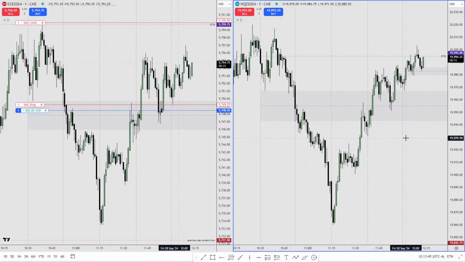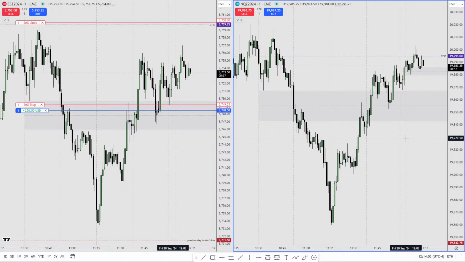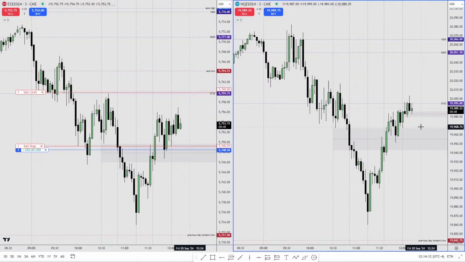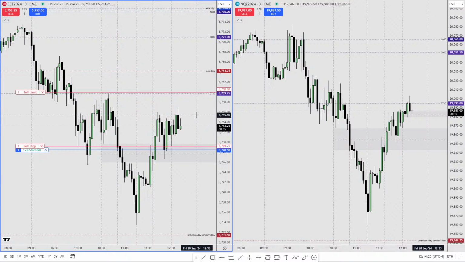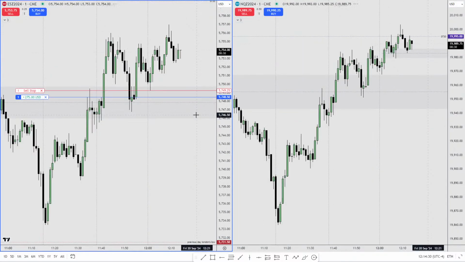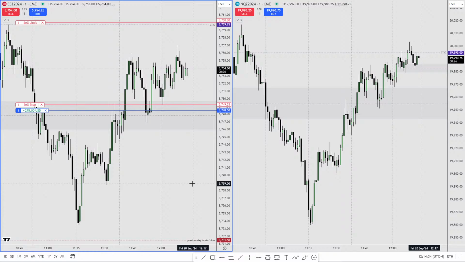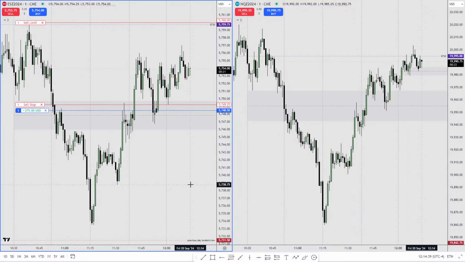Didn't get the big up close candles that I was looking for. Even though there's fair value gaps, it's still a very slow grind higher. I hate this type of price action.